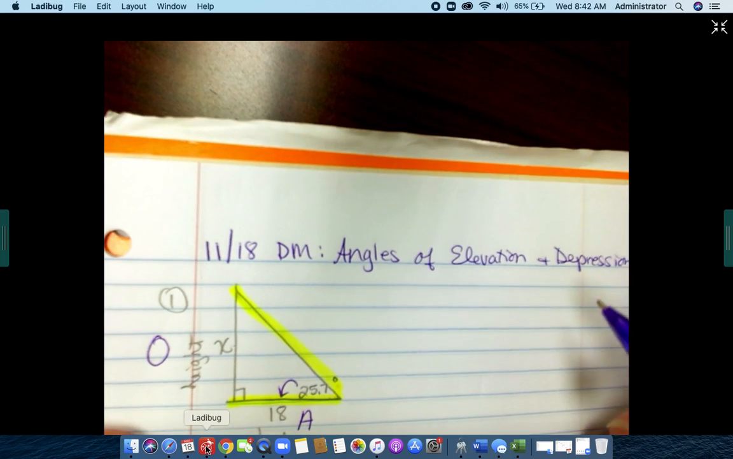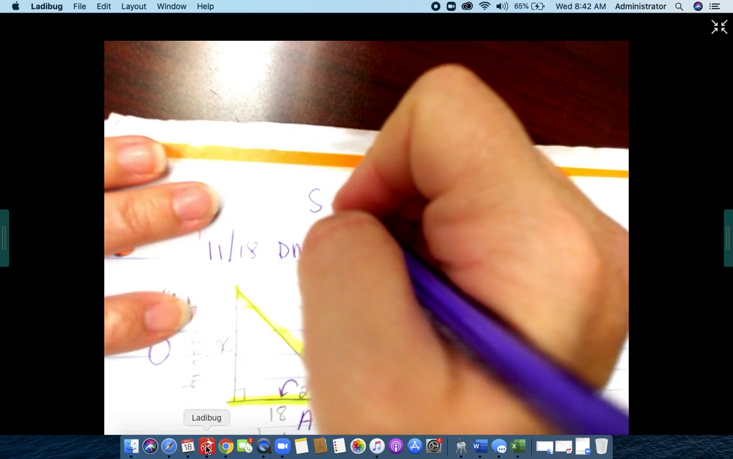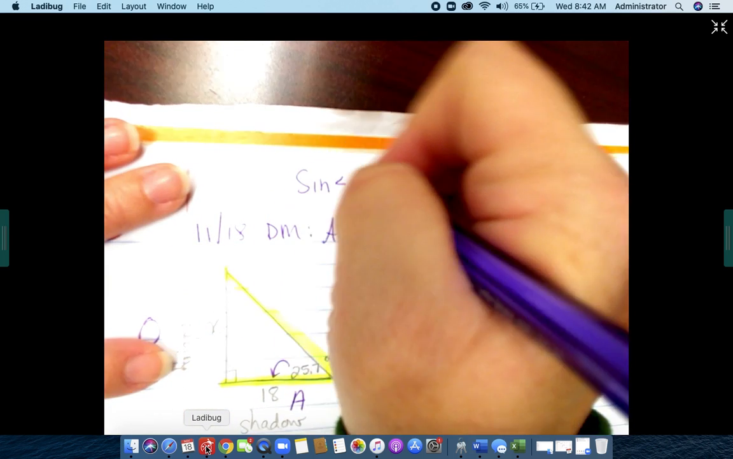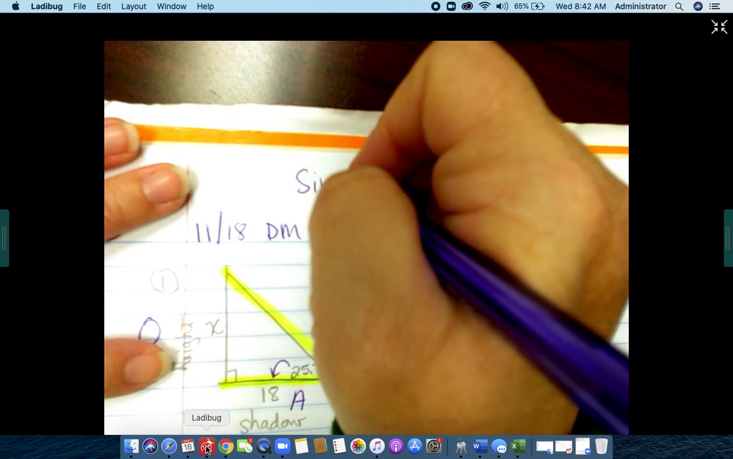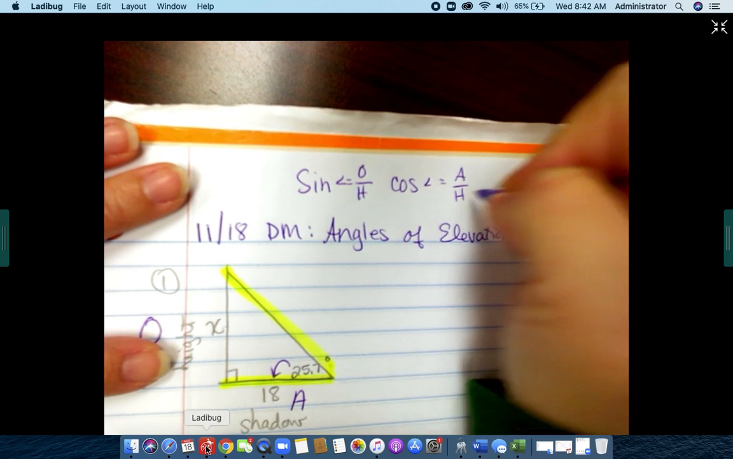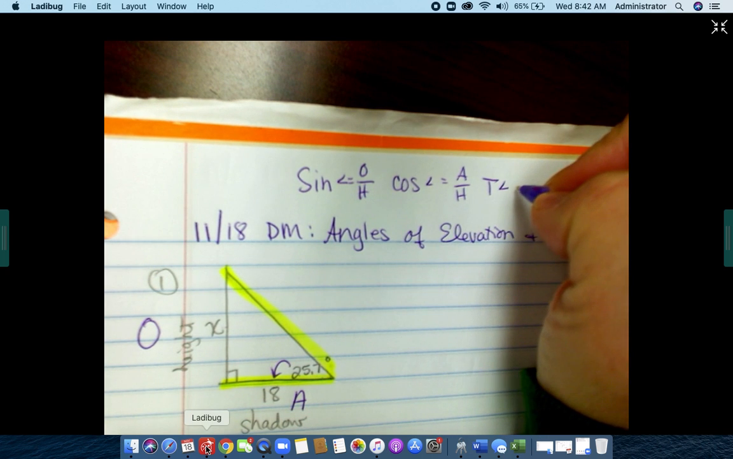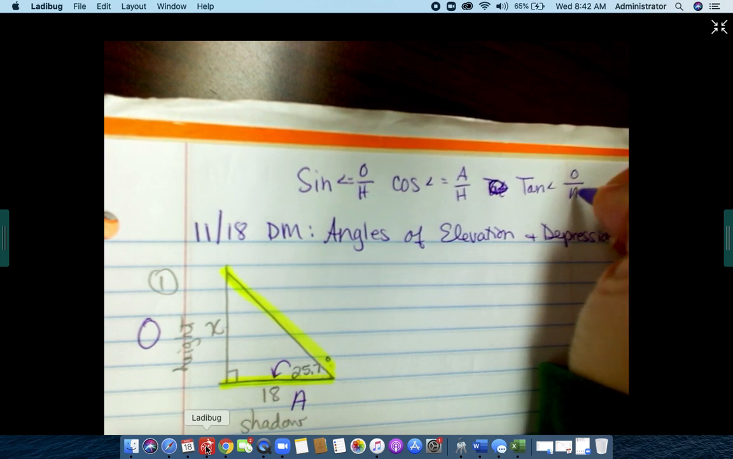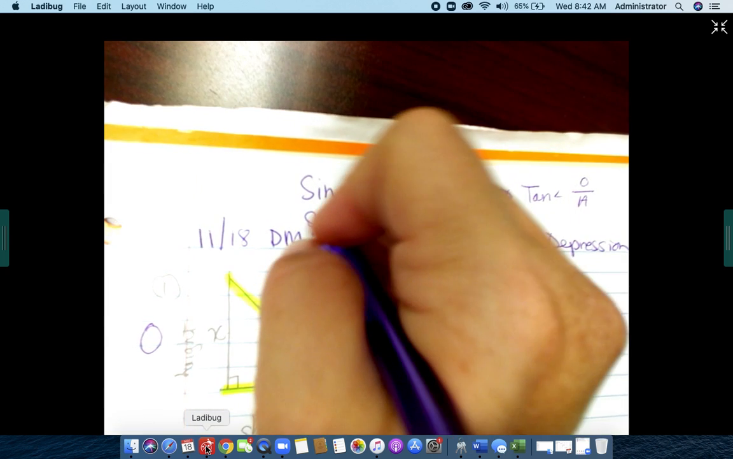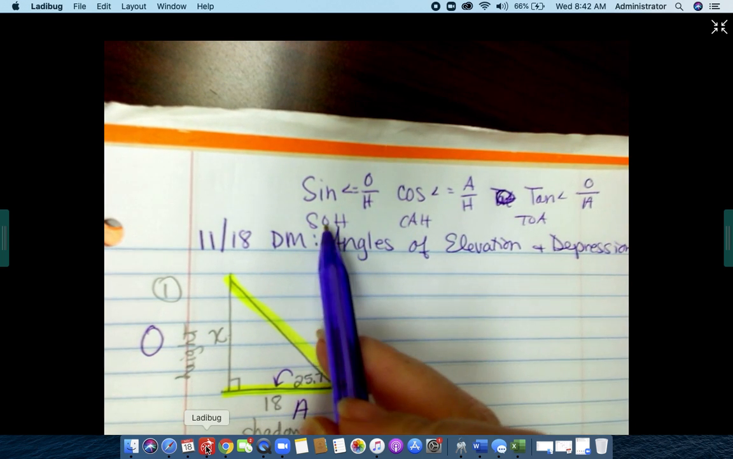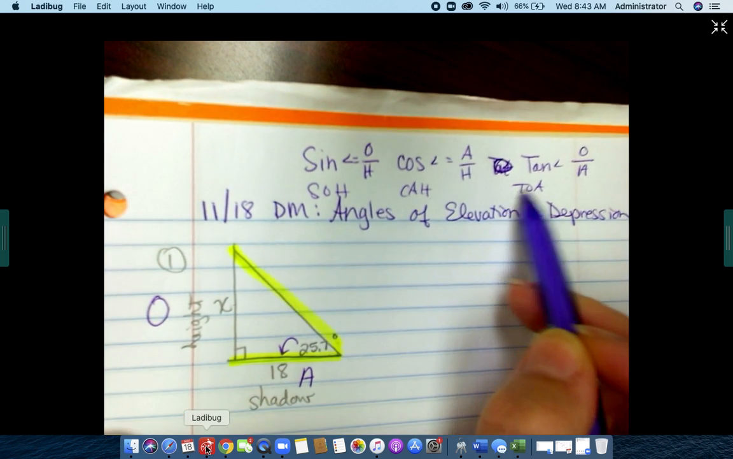So at the top of your page, I want you to write, and I'm going to write this because I've noticed that some people are forgetting to put in their angle. That sine of an angle is opposite over hypotenuse. Cosine of an angle is adjacent over hypotenuse. And tangent of an angle, let me rewrite that. Tangent of an angle is equal to opposite over adjacent. So SOH CAH TOA. And it has to be in that order. O over H, A over H, O over A for tangent.